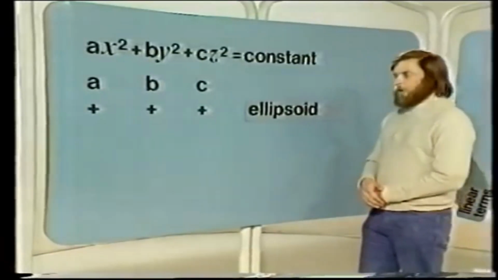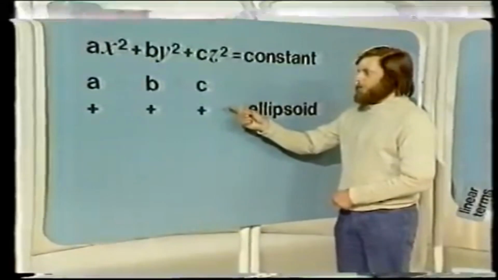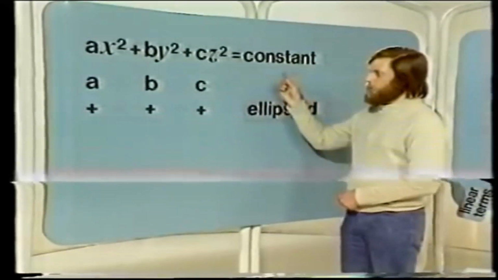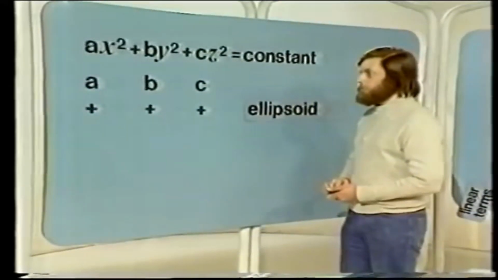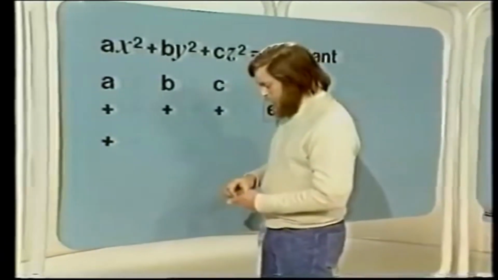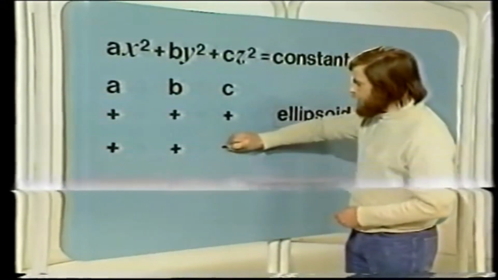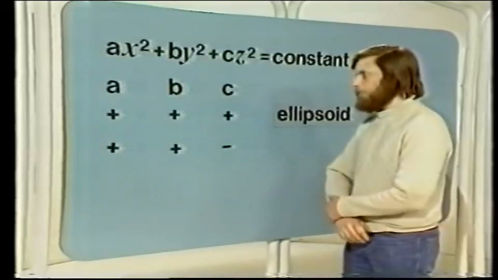Well, for the remainder of the program, we're going to investigate the various possibilities that arise when we change the sign of some of these coefficients, but we keep the constant positive. So let's start by keeping A and B positive and changing C to make it negative. So we might get an equation like this. A is plus 3, B is plus 2, and C is minus 3. Well, what sort of shape is that?